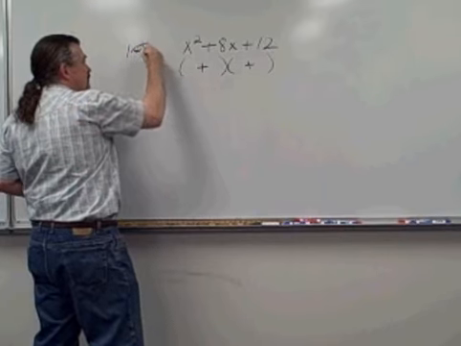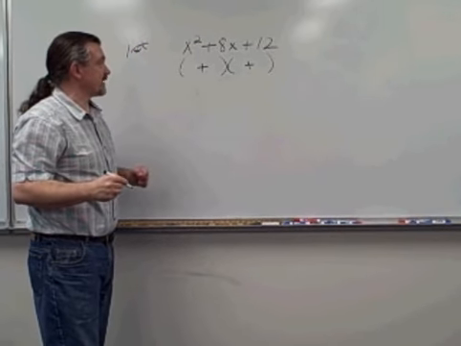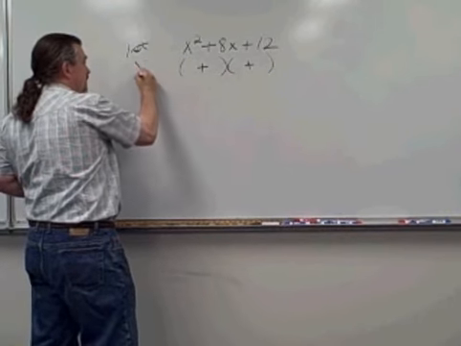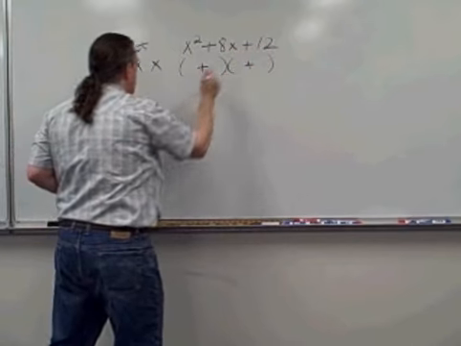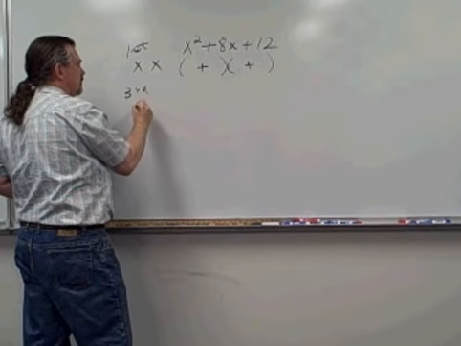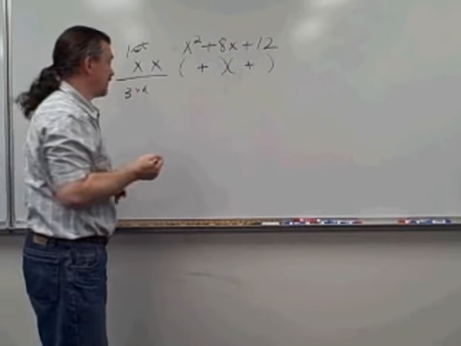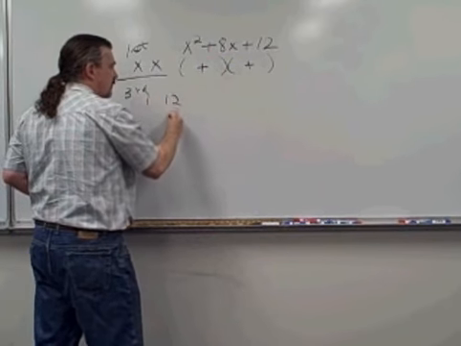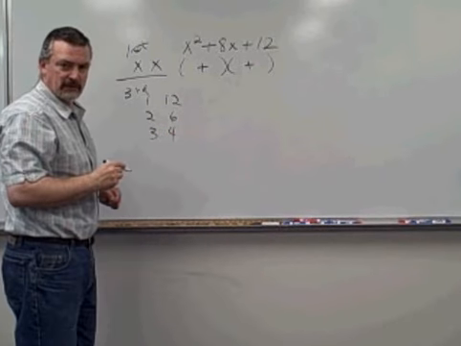Now, the next thing we do is list the first term of the trinomial's factor pairs. And the factor pairs there would be x times x. Then we go to the third term of the trinomial and list its factor pairs. Well, there are a few more there. There's 1 and 12, 2 and 6, 3 and 4.